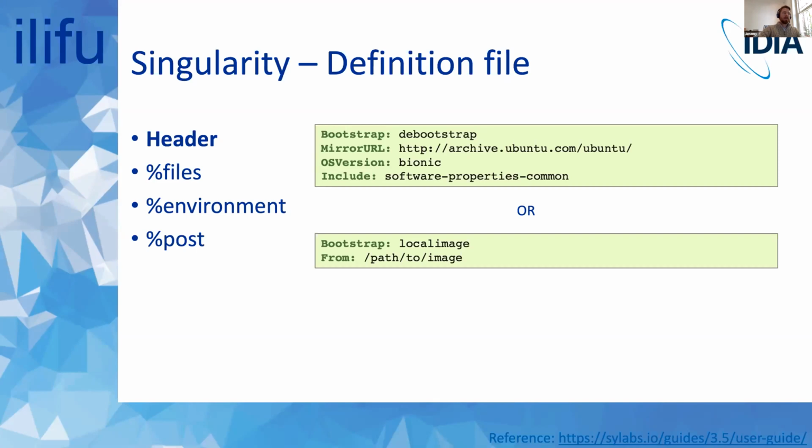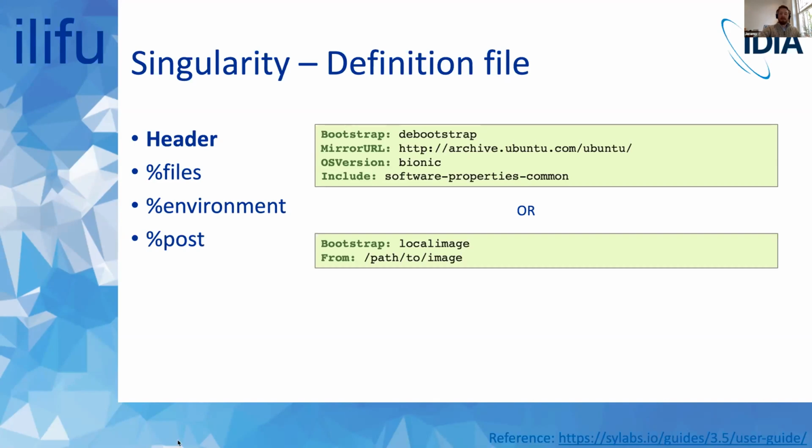So this is an example where containers are particularly useful. The second example is where I'm building from a local image. If I already have a container and I want to add software packages to this container, I can build from the container, and I could just put the path of that original container in the header file.